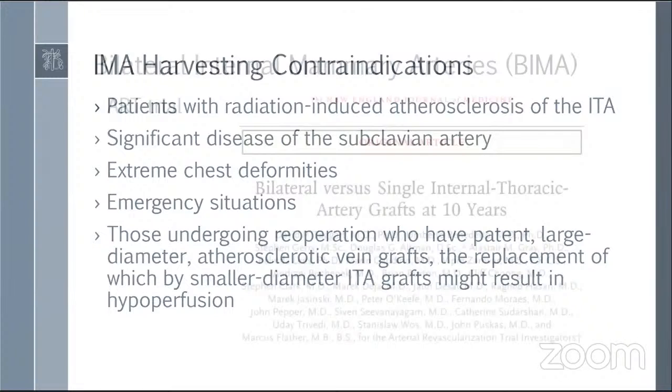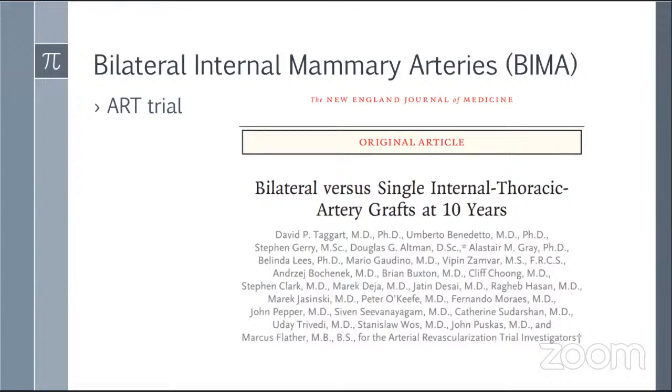So this is the ART trial, which is a trial that compared bilateral internal mammary artery harvesting.